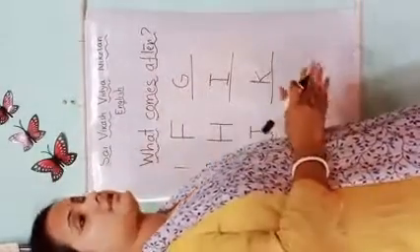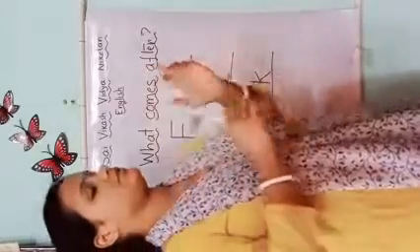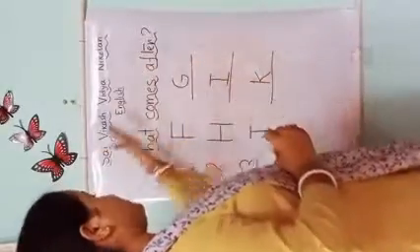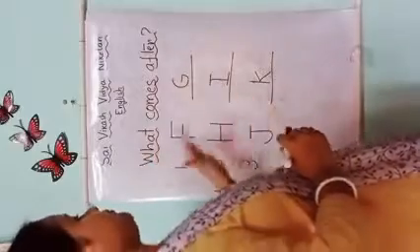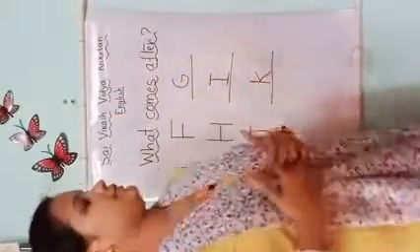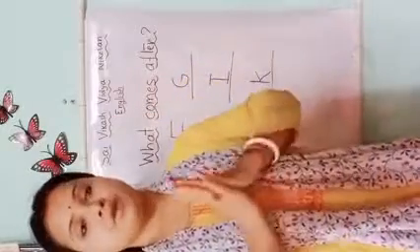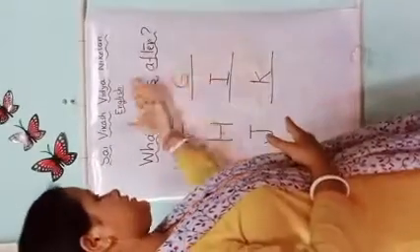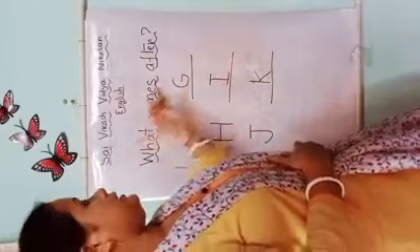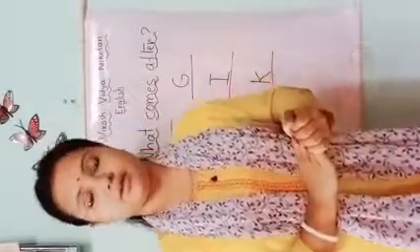Understood? In this way, you have to put all the letters, that is what comes after. After you revise this concept, once it is clear to you, we will see a new concept, that is what comes before. First, we will do what comes after, and then we will go to another new topic.